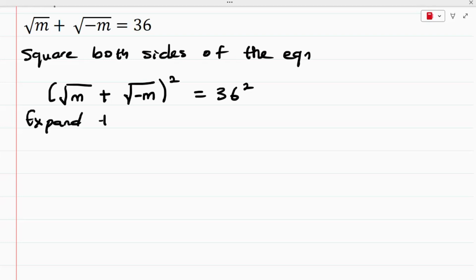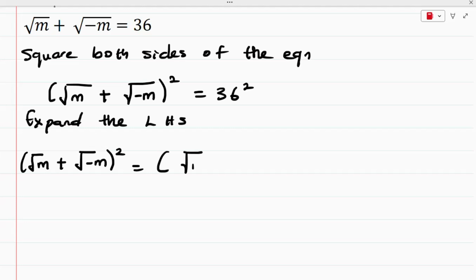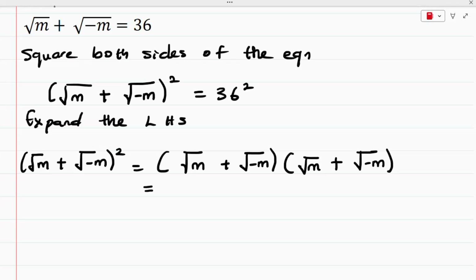Expand the left hand side of the equation. We have the square root of m plus the square root of minus m, all squared, is equal to the square root of m plus the square root of negative m, multiplied by the square root of m plus the square root of negative m. So expanding this, we have the root of m multiplied by the root of m, which is the square root of m all squared. Then the root of m multiplied by the root of negative m, plus the root of negative m multiplied by the root of m.